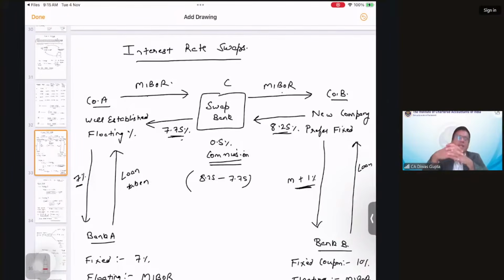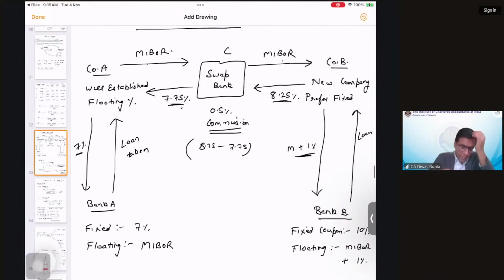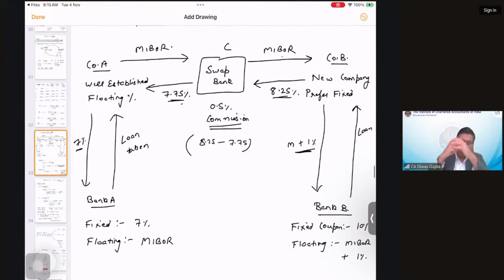Here company A is a well established company and its preference is to borrow in floating. Company B is a new company, they prefer to borrow in fixed. Let's say they have just started, they want to borrow in fixed. Company A goes to its bank A and asks for the loan quotation. Bank A says that if you want to borrow in fixed, I will give you 7%. If you want to borrow in floating, I will give you MIBOR.